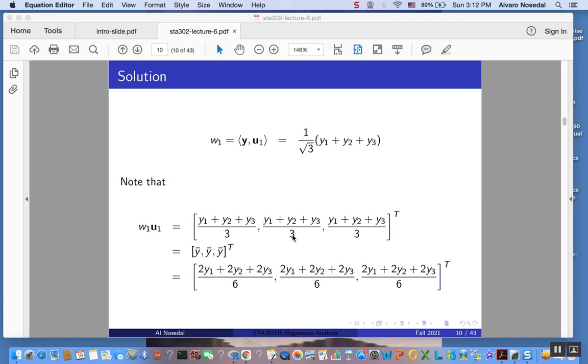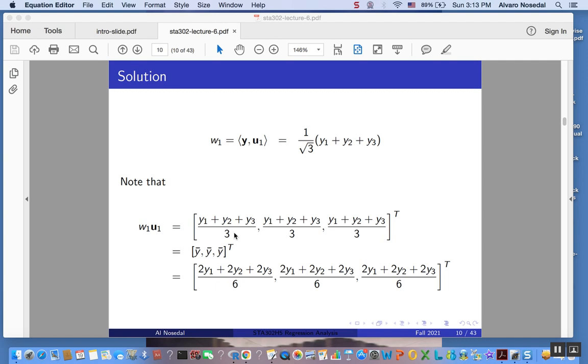Same thing goes for the second one. Same thing goes for the third one, right? Because u1 is 1 over the square root of 3, 1 over the square root of 3, 1 over the square root of 3 times this. You end up with the same. But if you take a look at this, y1 plus y2 plus y3 over 3, that's the same as y bar in this case.